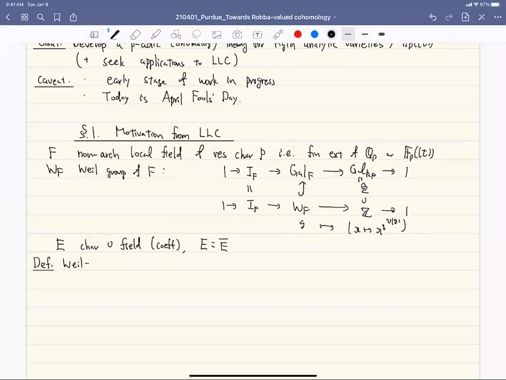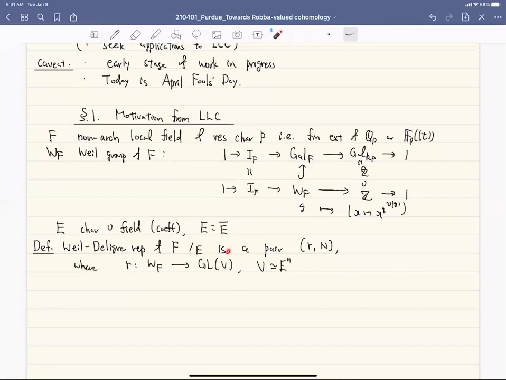A Weil-Deligne representation of F, defined over E, is a pair (r, N), where r is a group homomorphism from the Weil group to GL(V), where V is some finite dimensional E-vector space. I want to put a discrete topology on the latter. In other words, this means the image of the inertia subgroup is finite. This is a very algebraic representation, so we don't need to care about the topology of E because we are putting the discrete topology.